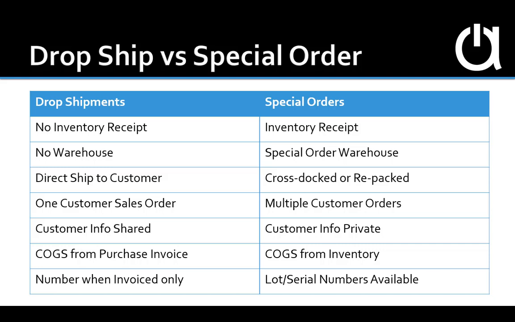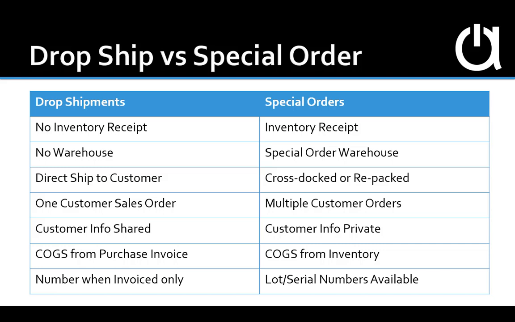So these are the main differences between drop shipments and special order. For drop shipments, it's treated as a non-inventoried item, so there is no related receipt transaction. You can either immediately invoice the customer, or you can invoice the customer once you've got that shipment notification from your vendor. Special orders are treated as inventoried items, so there will be an associated inventory receipt session. For drop shipments, there is no warehouse because, again, your warehouse never touches drop shipments. It goes directly to your customer.